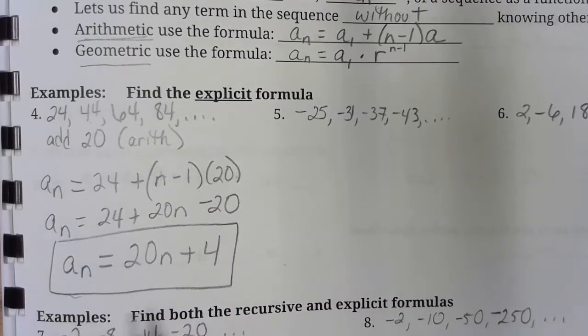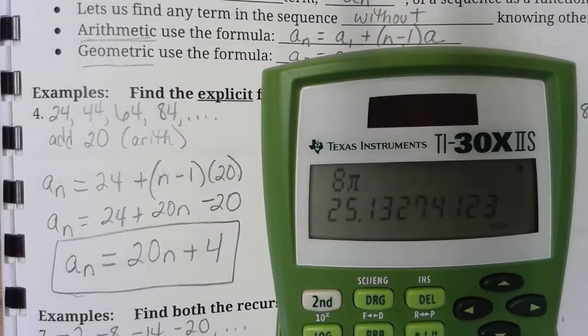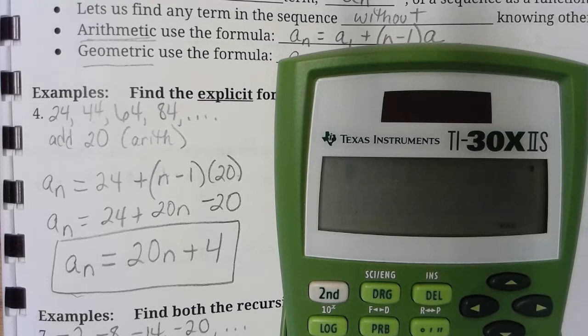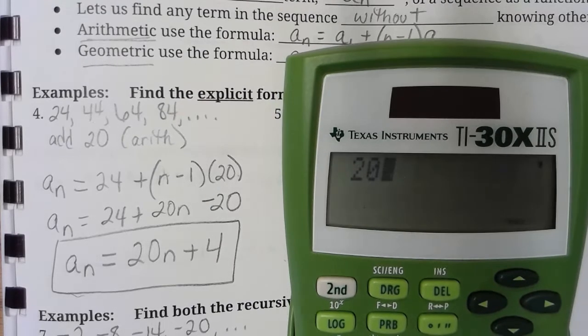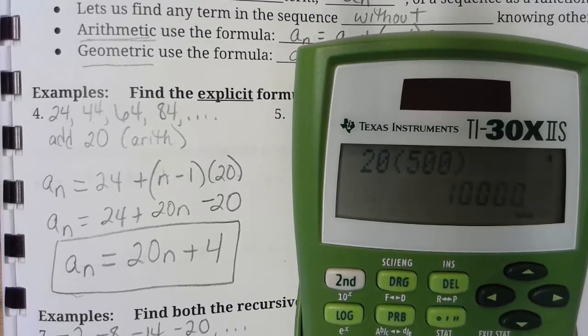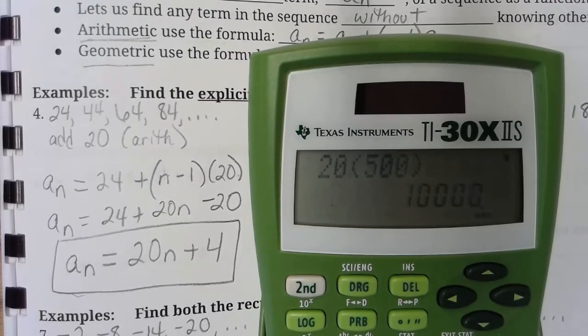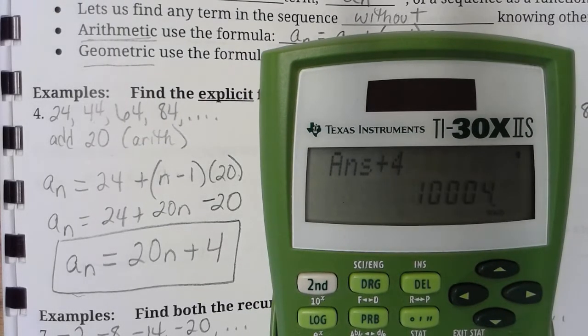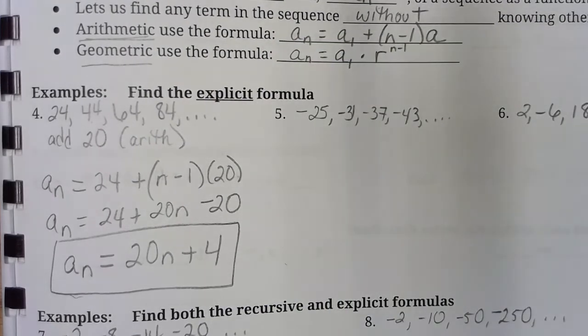And now using this formula, if I wanted to know the 500th term, if I wanted to know what's going to be term 500, I don't have to find my way all the way up. I can just do 20 times 500, which is 10,000 plus 4. So that means the 500th term would be 10,004. And I didn't have to do all those steps in the middle. So the explicit formula is a little more powerful for seeing what happens in the long run of a sequence.